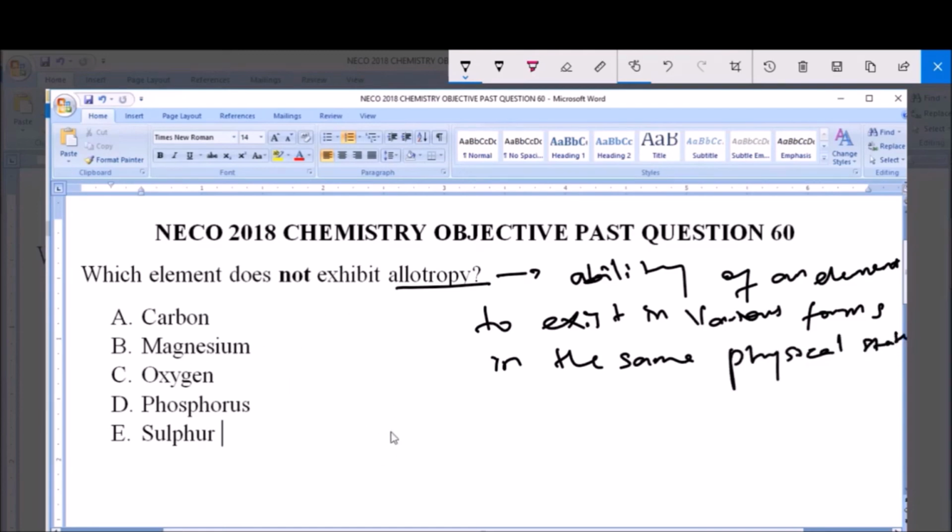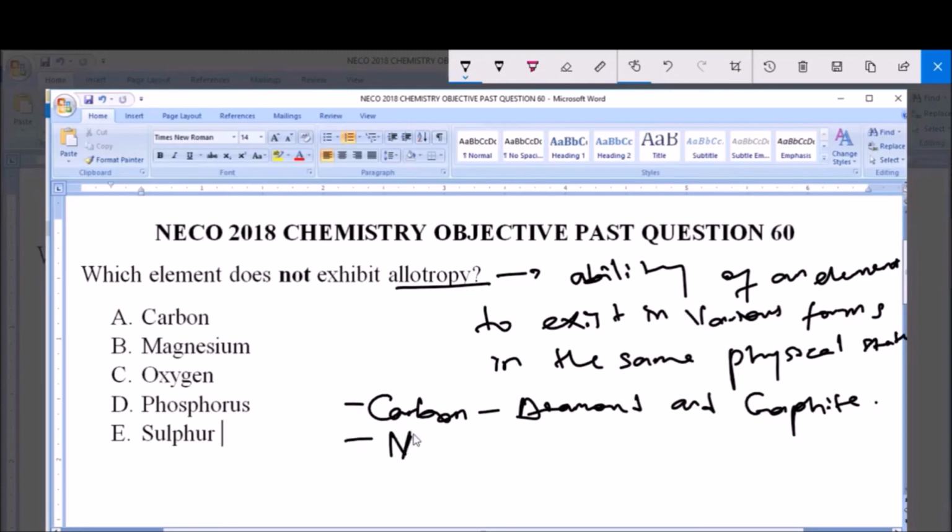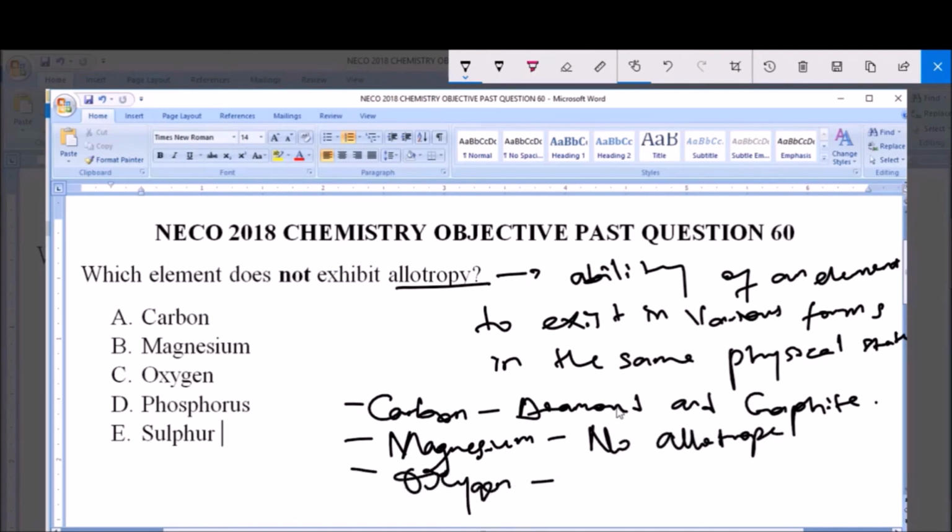Now looking at option A, which is carbon. Carbon exhibits allotropy, because carbon has allotropes, and these are diamond and graphite. Although there are more allotropes of carbon, diamond and graphite are the most typical examples. Option B says magnesium. Magnesium does not exhibit allotropy, so it has no allotrope. Option C says oxygen. Oxygen exhibits allotropy. It has allotropes: the normal oxygen O2 and ozone O3.